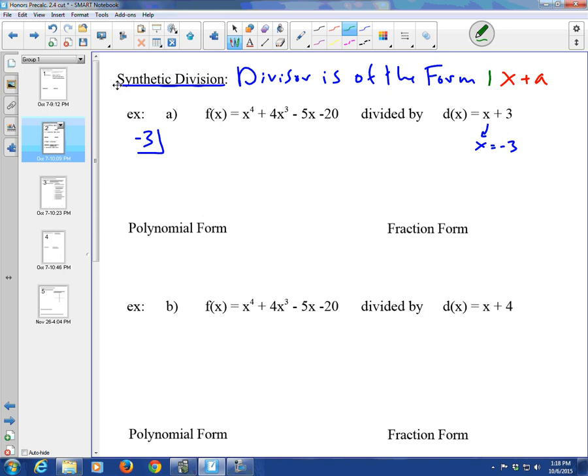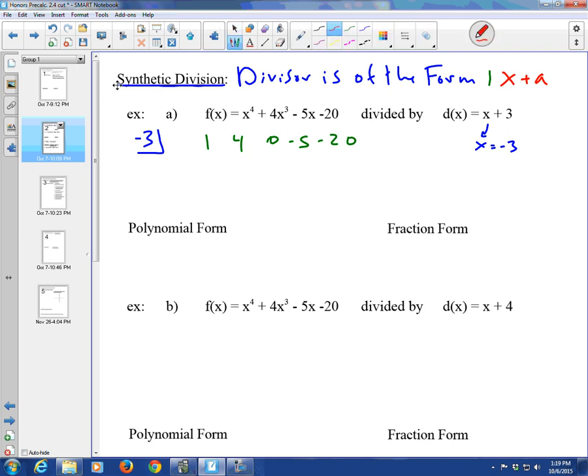Now, just like polynomial long division, I need to make sure that all of my terms are represented. So right here, I can see that I don't have a quadratic term, and I'm going to represent that quadratic term with a 0 in the list of coefficients. So right here, I've got 1, 4, then it's going to be 0 for the quadratic term, negative 5, negative 20.